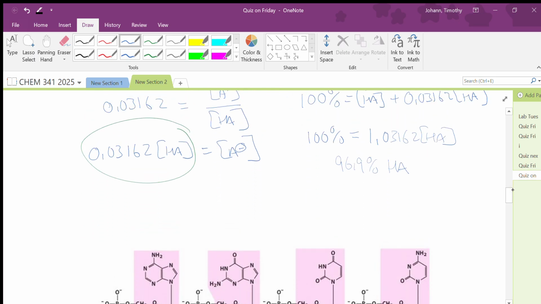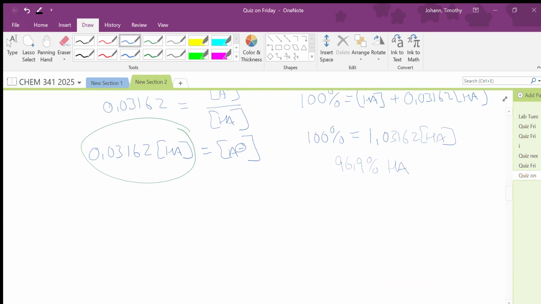So I'm safe. And then if that's the percentage of HA, what's the percentage of A minus? Subtract it from 100. So 100% minus 96.9%, right? Because A minus plus HA have to make up all of it. And that's going to be 3.1% A minus.